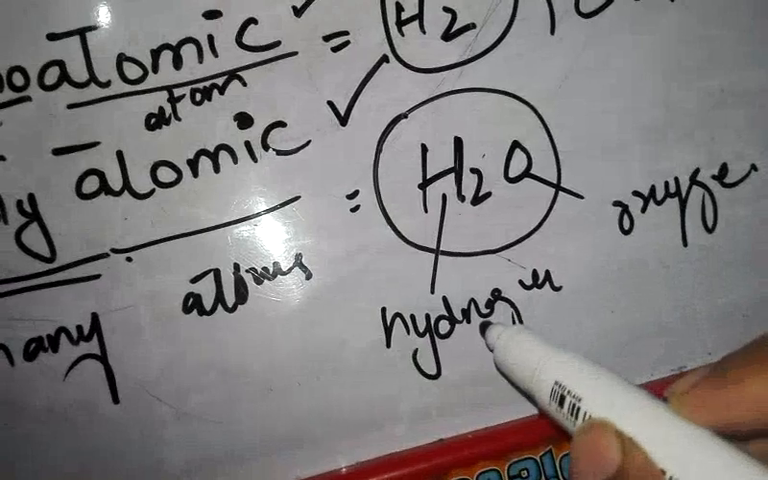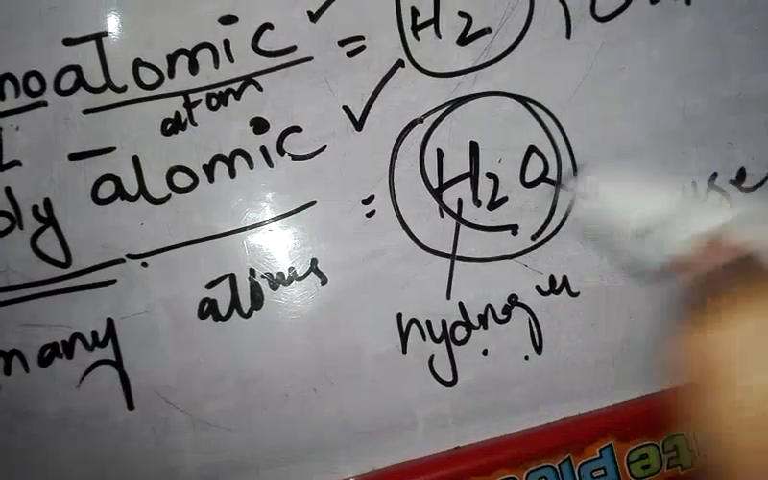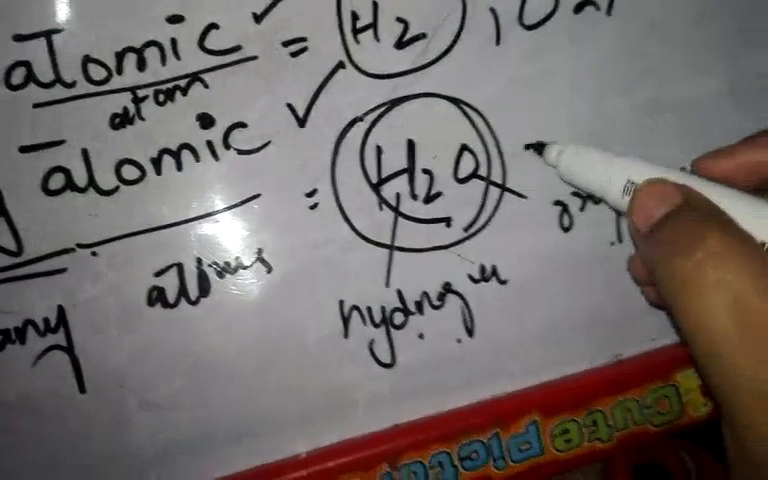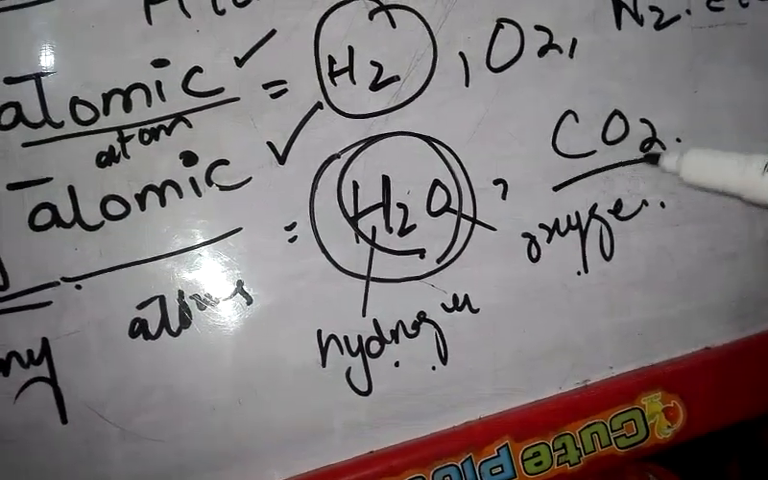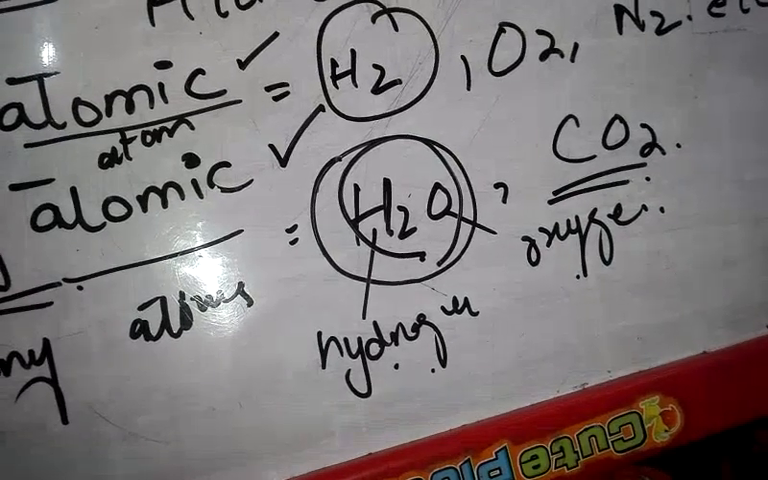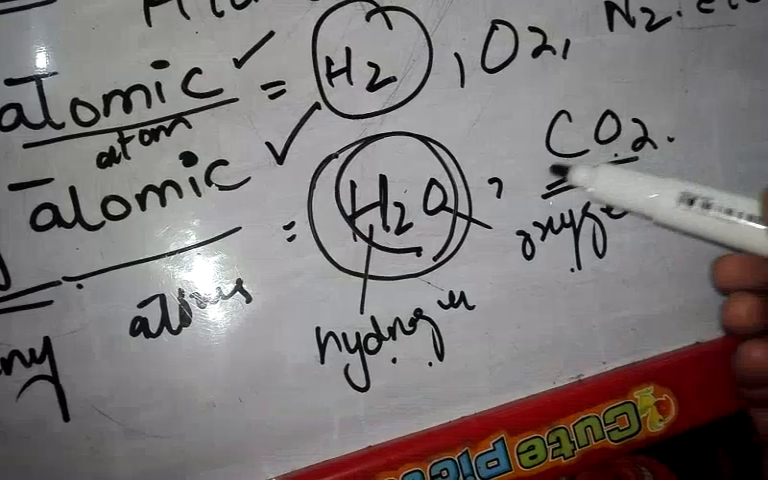Alright guys, now here two different atoms combine themselves to make a molecule. So this molecule is called a polyatomic molecule. Another example I will give you, that is carbon dioxide. So is it a monoatomic or polyatomic molecule? Of course it's a polyatomic molecule. Why? Because it has two different kind of atoms.